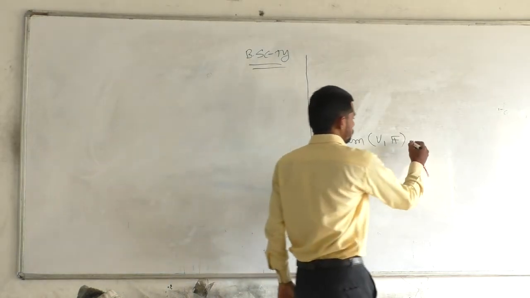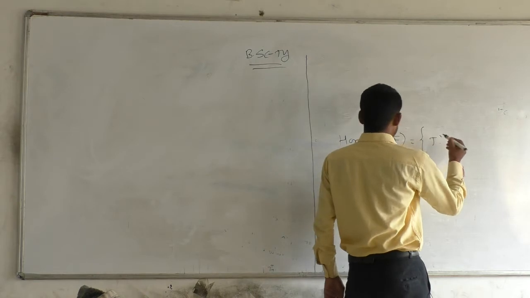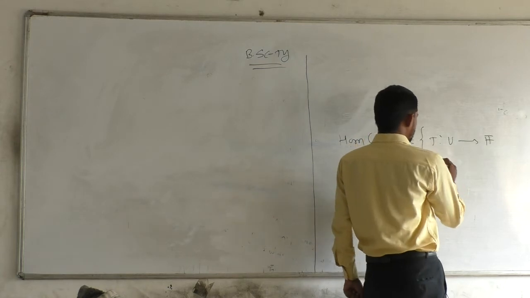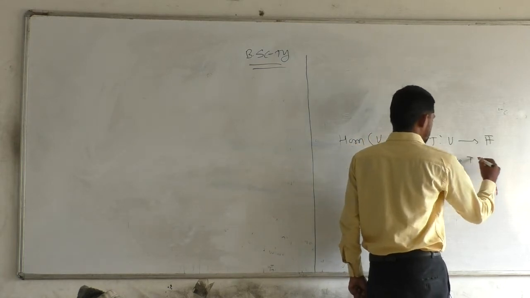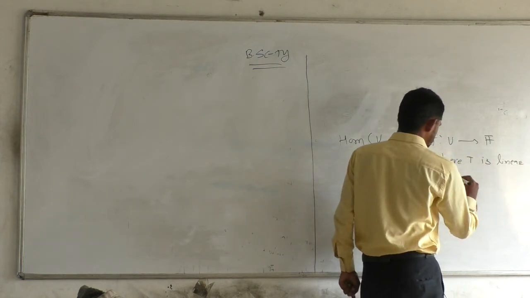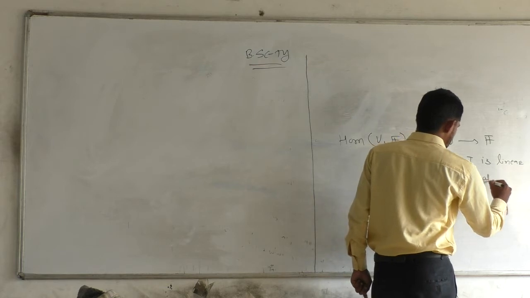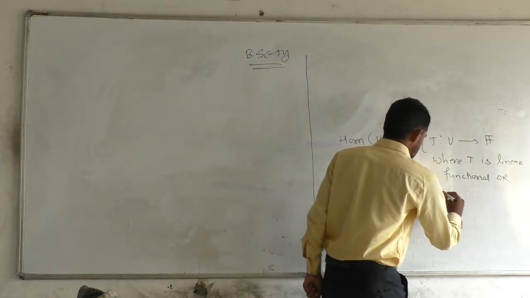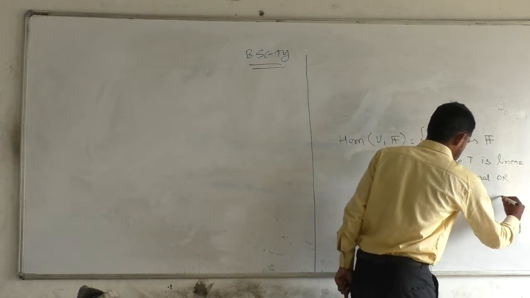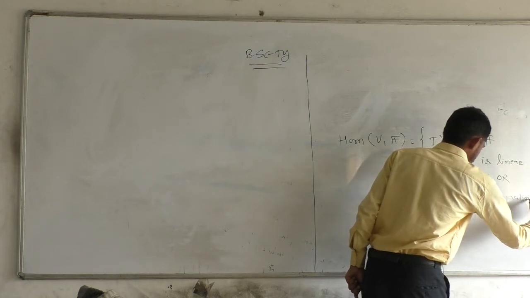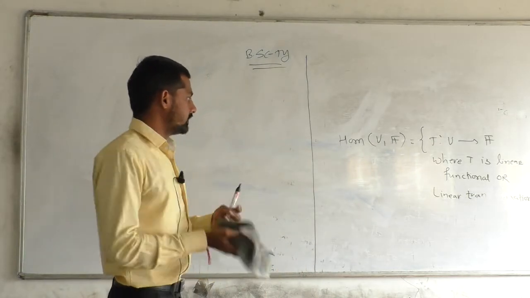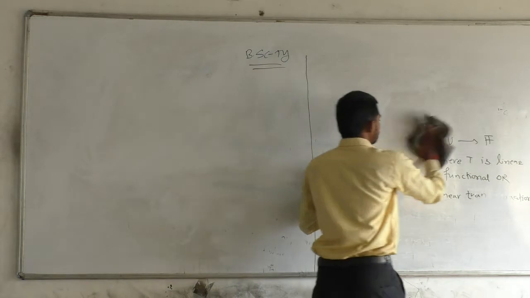That is, T from V to F, where T is a linear functional or linear transformation. This set forms a vector space over a field F, and the vector space is called the dual space.